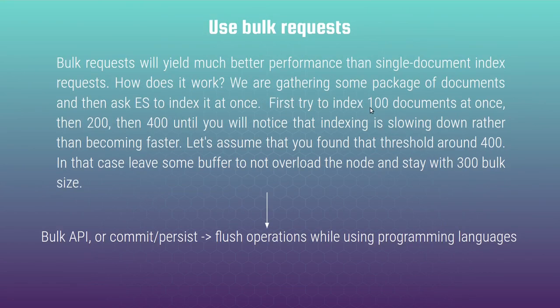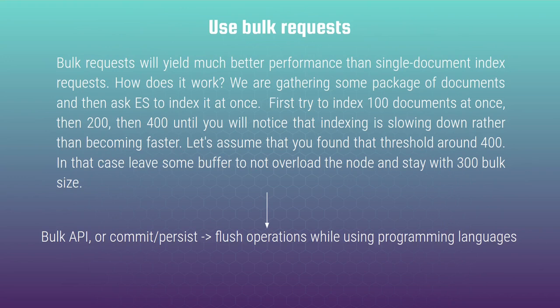First of all, use bulk requests. Bulk requests will yield much better performance than single document index requests. How does it work? We are gathering a package of documents and then asking Elasticsearch to index it at once. First try to index 100 documents at once, then 200, then 400, until you notice that indexing is slowing down rather than becoming faster.